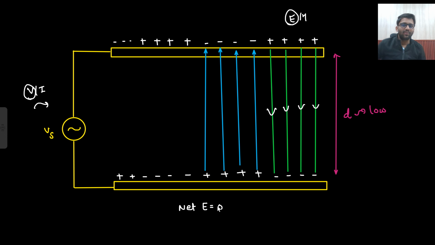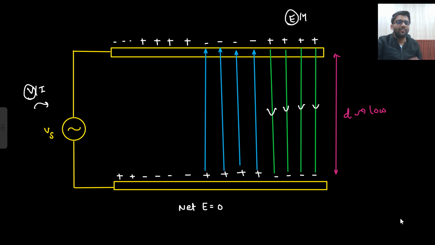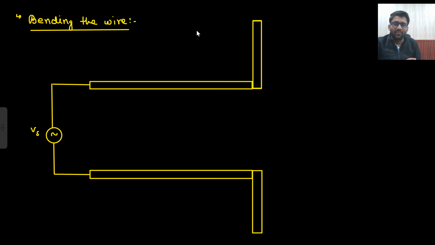So now what did I do? These are two wires, no? This is also a wire, this is also a wire. Now I bent those wires. In this manner I bend these wires. So these wires have been bent now.